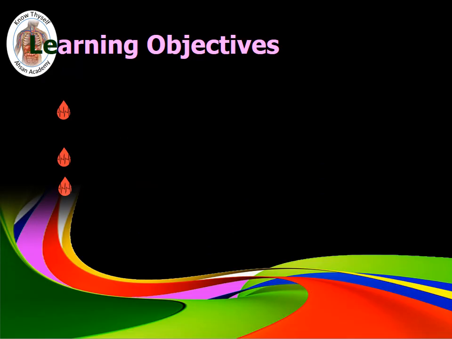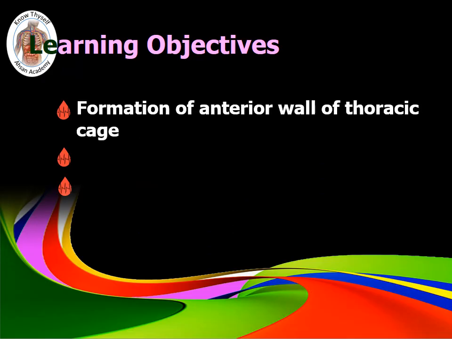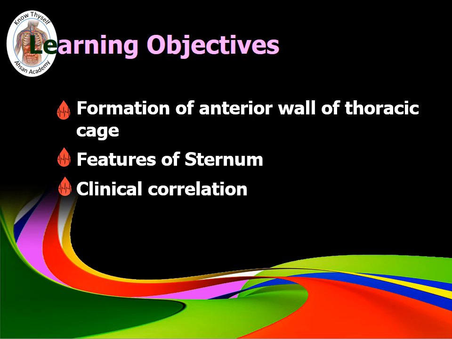Let us fix the objective first. We'll try to find out the position of the sternum in the anterior thoracic wall and in the thoracic cage. Then we'll discuss in detail the features of the sternum, and at every stage we will try to correlate the clinical aspects.